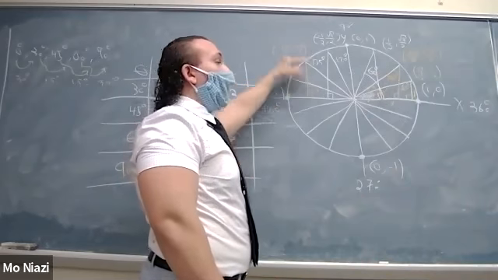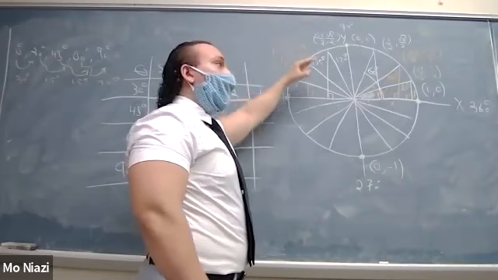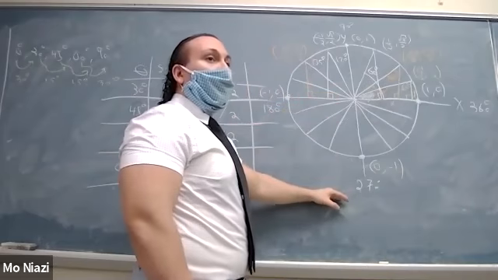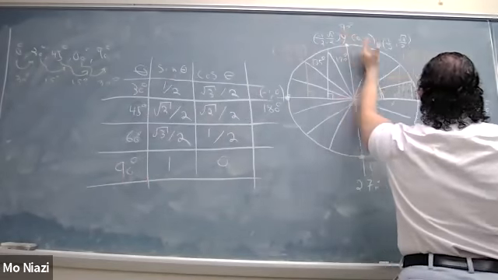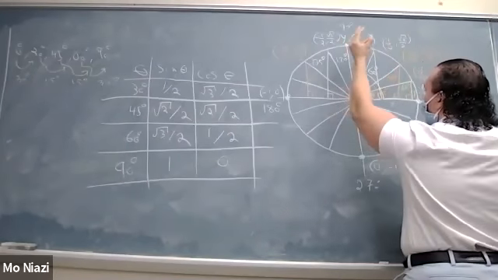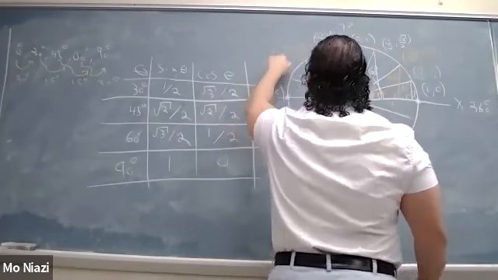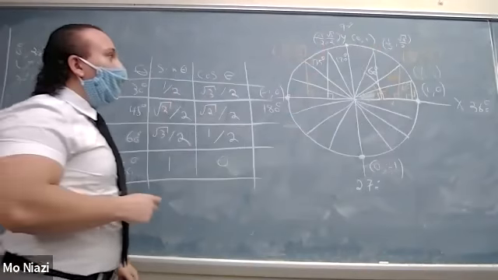Yes, because it's above the x-axis. All y values above the x-axis are positive and all y values below the x-axis are negative. All x values to the right of the vertical are positive, and to the left of the vertical, all x values are negative. So that's why this negative is happening. Very good.